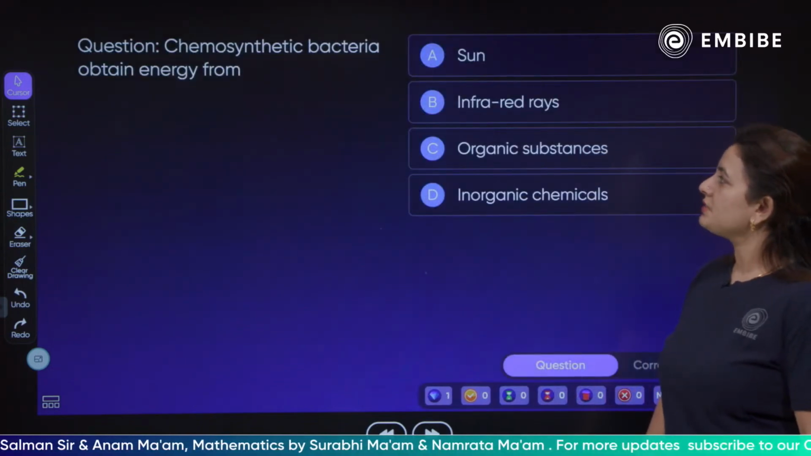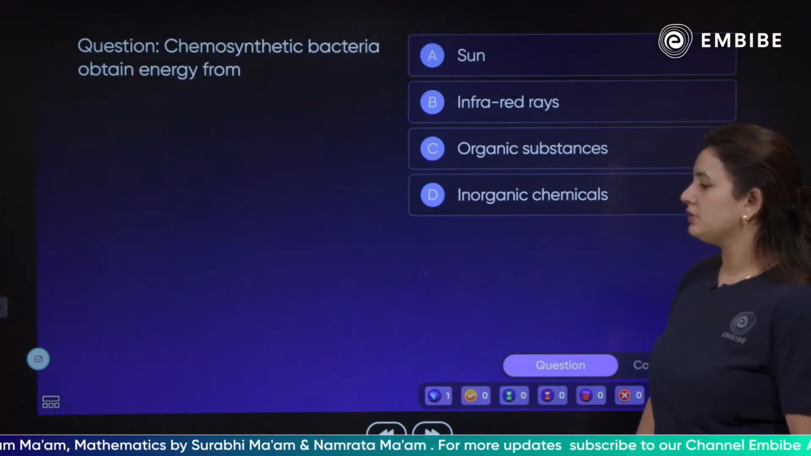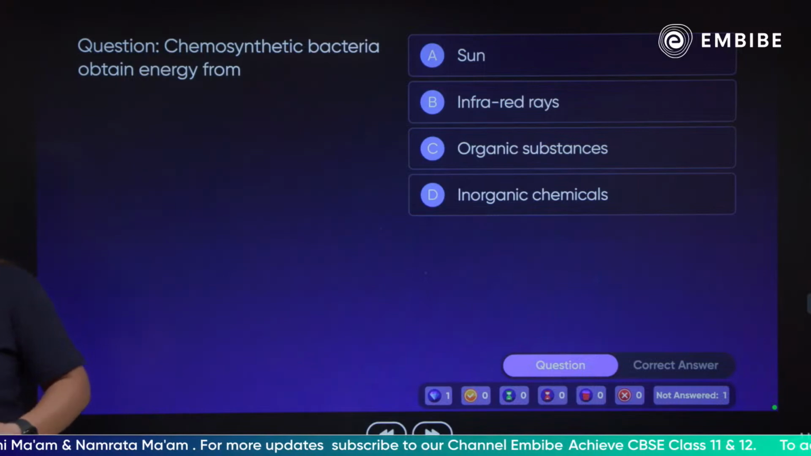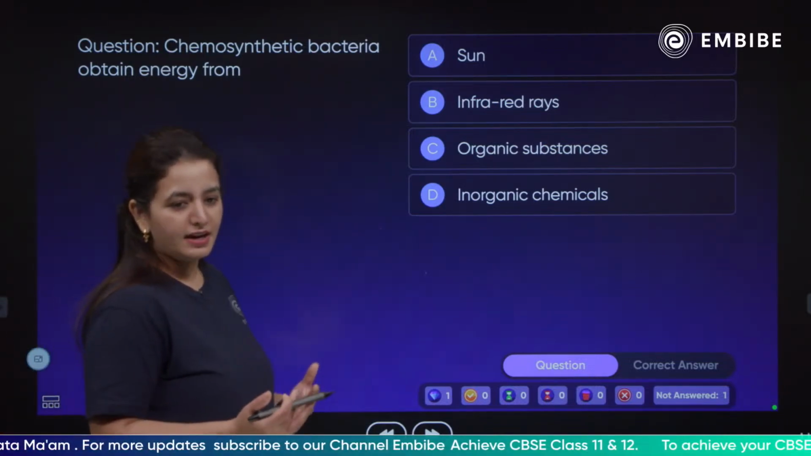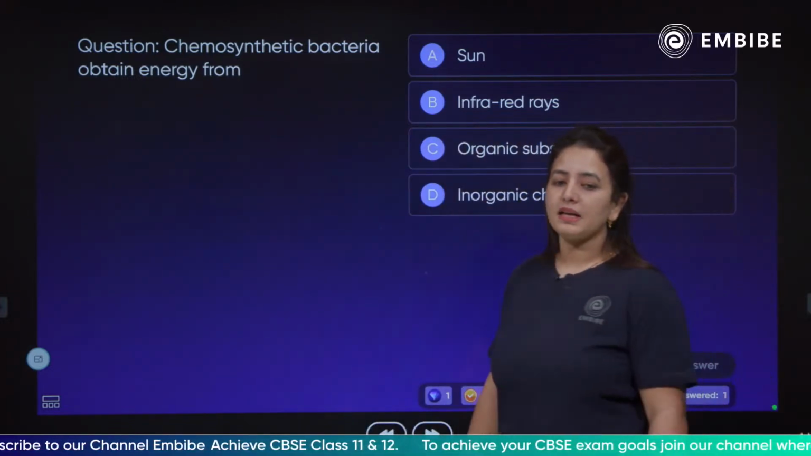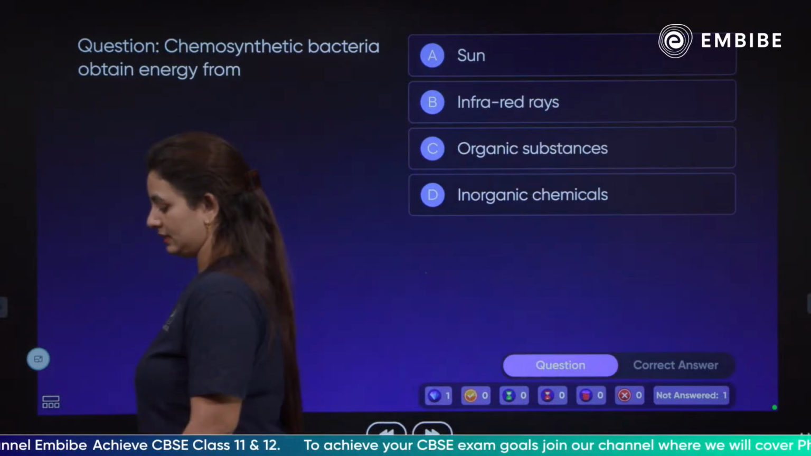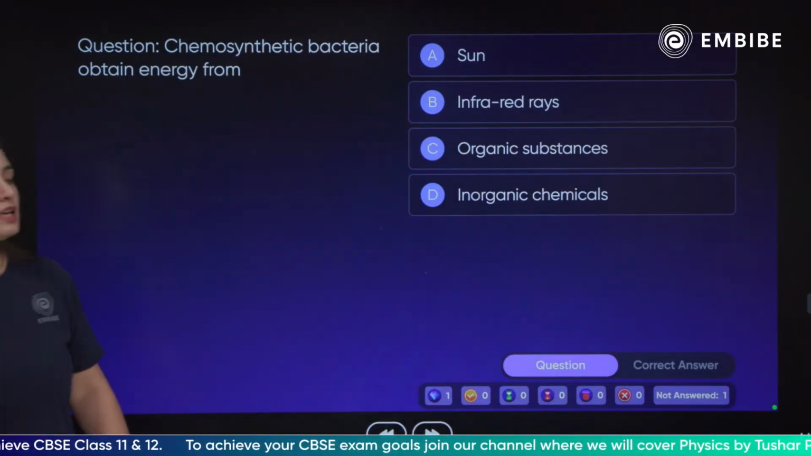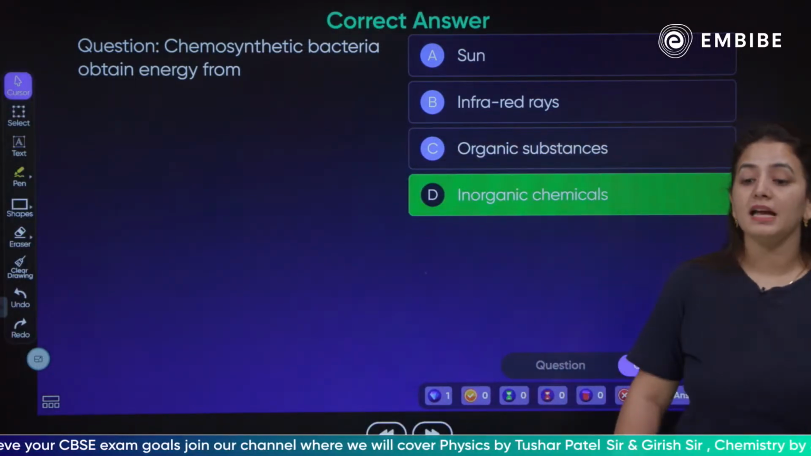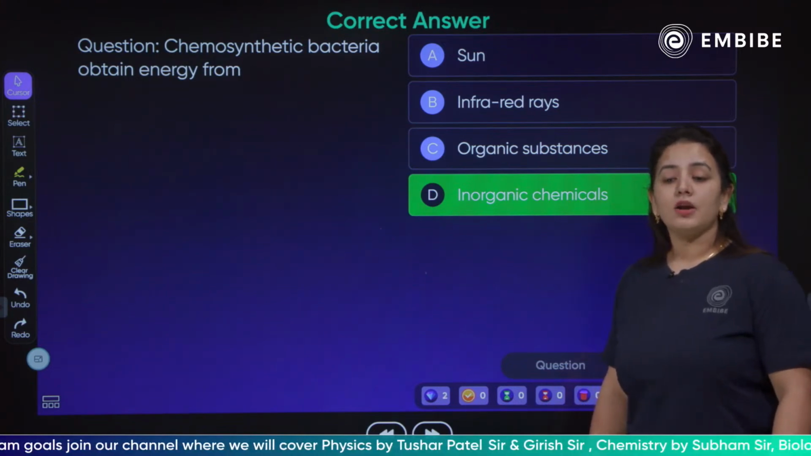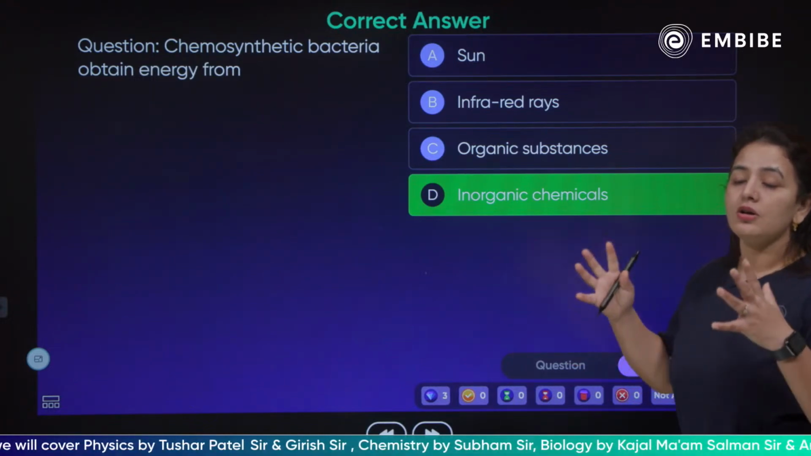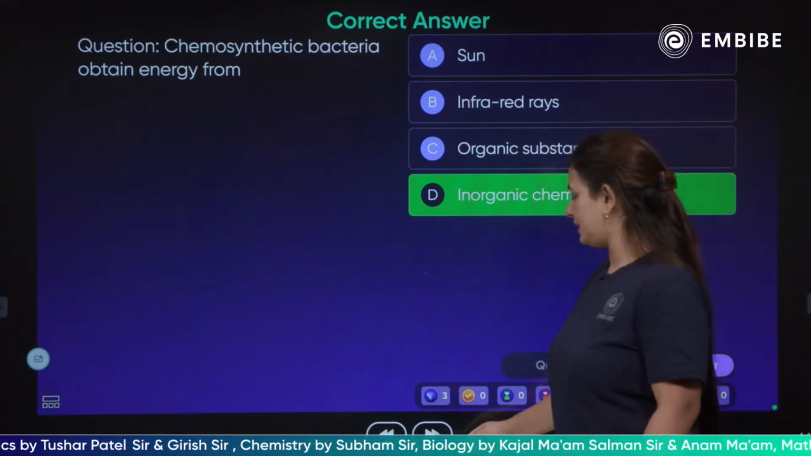Next question. The chemosynthetic bacteria obtain energy from, what do you think, these thermoacidophiles and these halophiles are obtaining their energy from? Sun, infrared, organic or inorganic chemicals. Chemosynthetic bacteria are obtaining energy from where? Children, very simple, very basic, from the inorganic chemicals. Because they are chemosynthetic, that's why they obtain their energy from the inorganic materials. Okay.